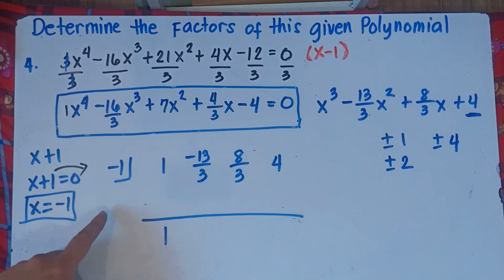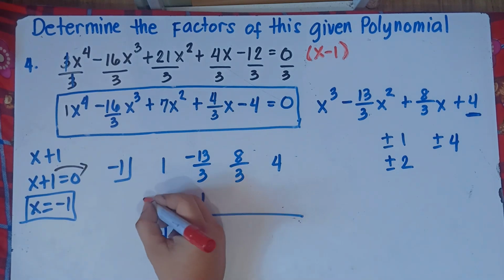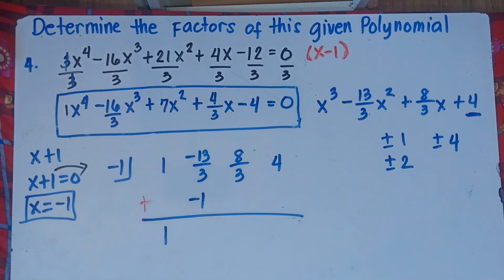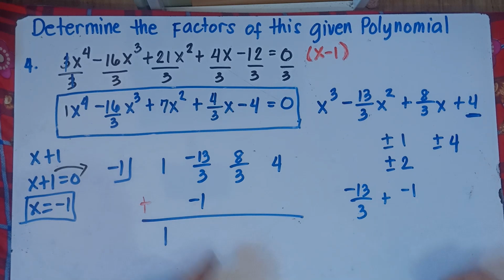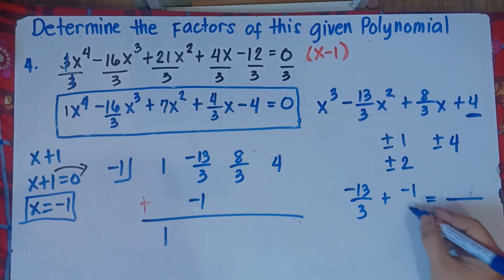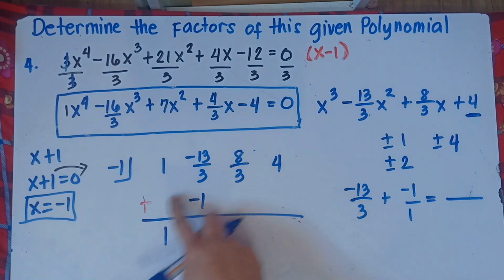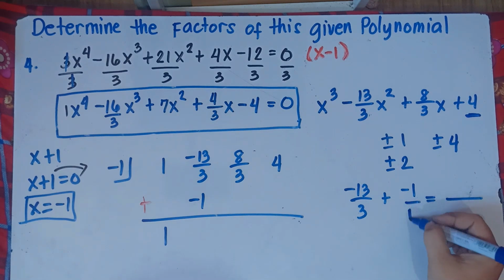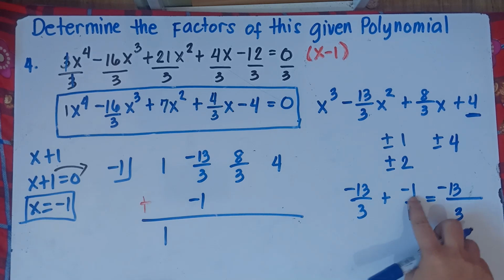Then you multiply. Negative 1 times 1, that's negative 1. Then you combine, so add. So this will be negative 13 over 3 plus negative 1. Understood that there's 1 here. So the LCD of 3 and 1. Once again, negative 13 over 3 plus negative 1 over 1, and the LCD of 3 and 1 is 3. Then 3 divided by 3 is 1 times negative 13, that's negative 13. 3 divided by 1 is 3 times negative 1, that's negative 3.